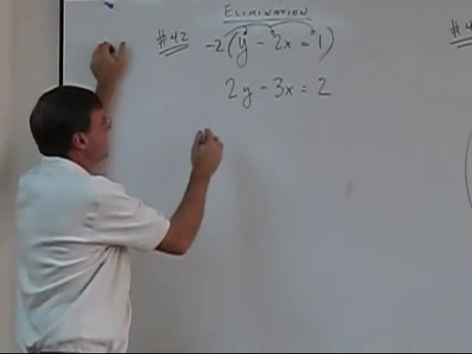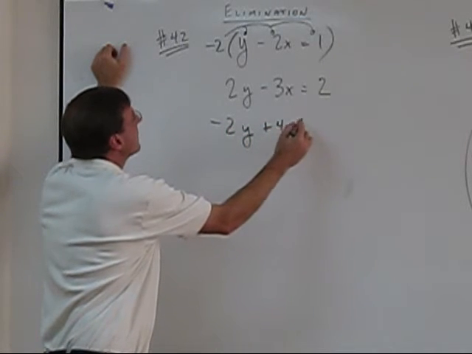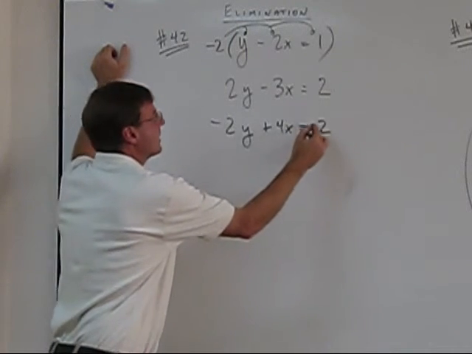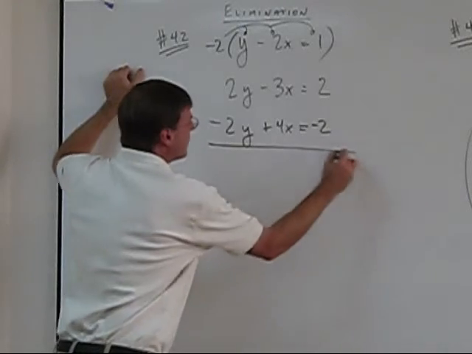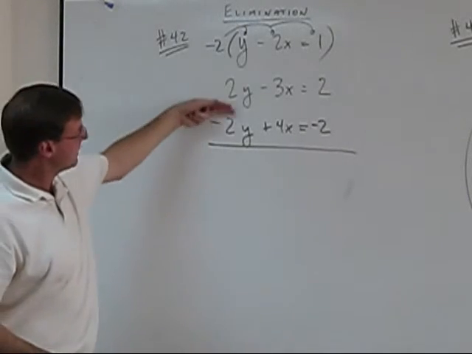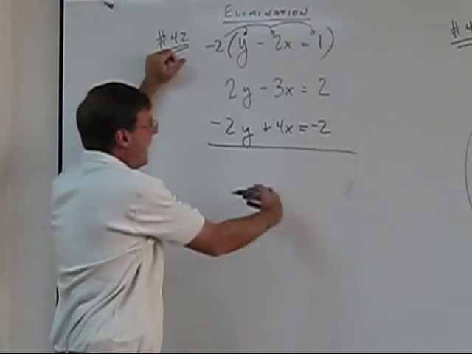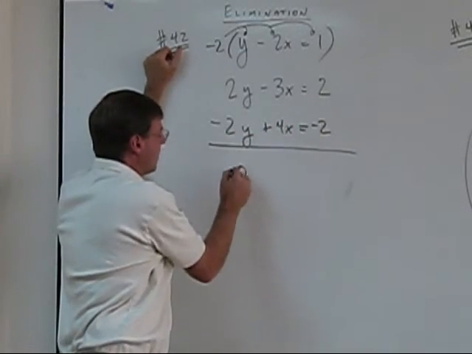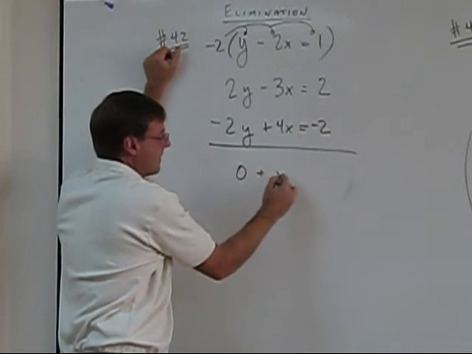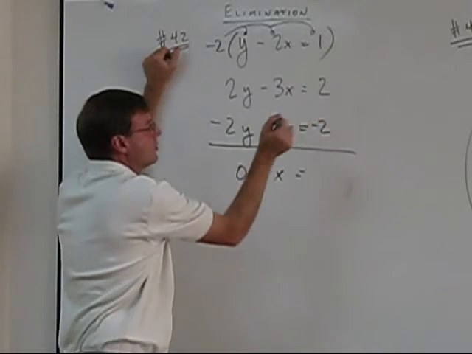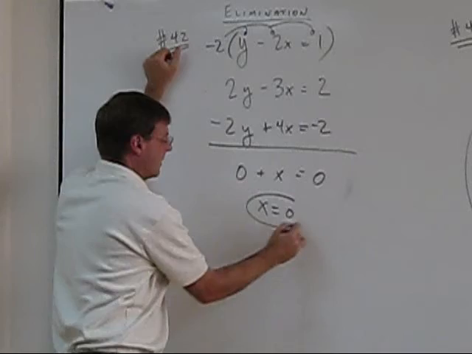So let's rewrite the equation. We get negative 2y plus 4x minus 2 equals negative 2. Okay, now let's add the two equations. And by adding them, you can see that the y will be eliminated and you'll only have x's left to deal with. When I add these two equations, this is 0. Then I get a single x. I had negative 3x and positive 4x. That makes a single x. And then I add 2 and negative 2. That gives me 0. So x equals 0.